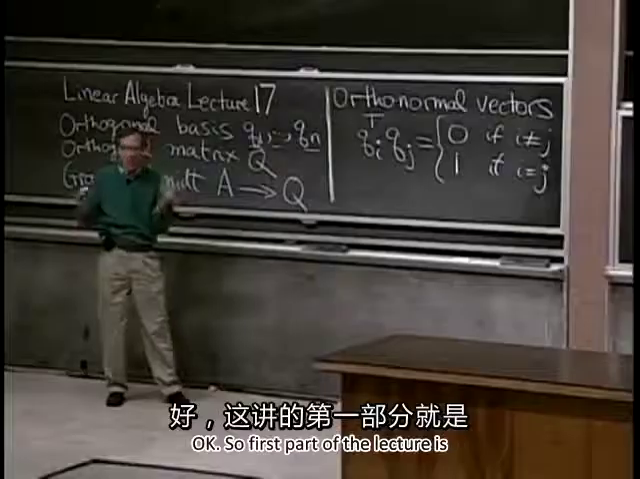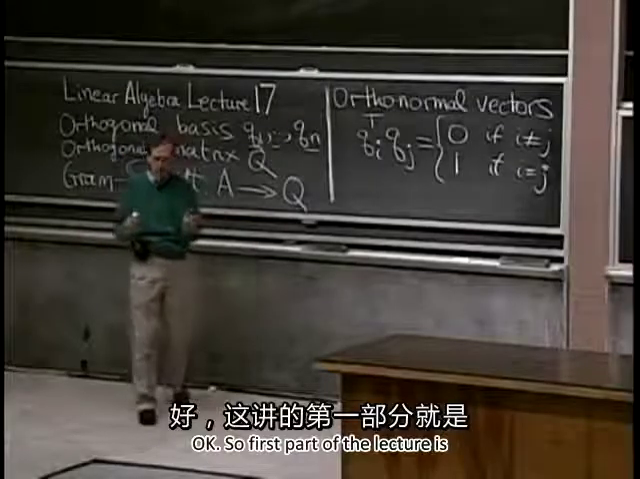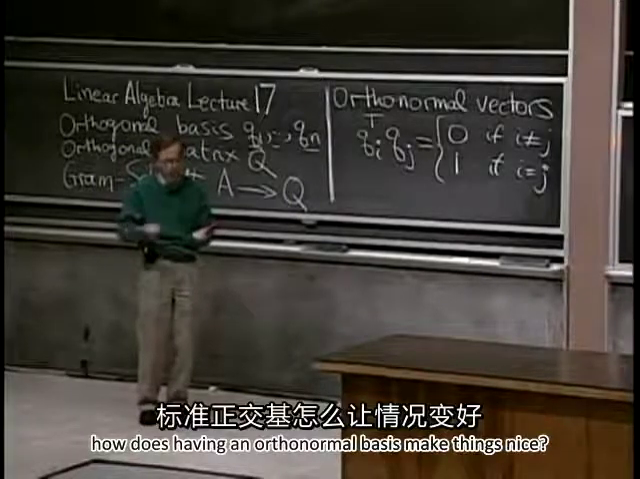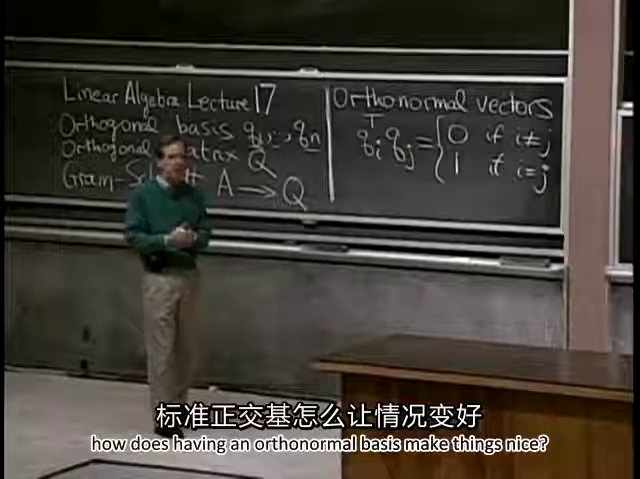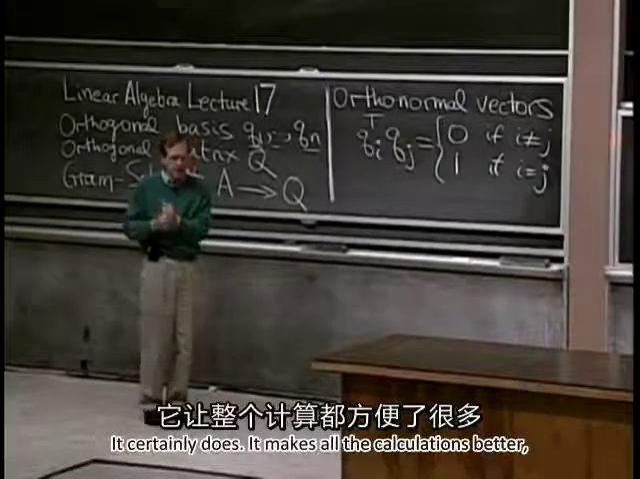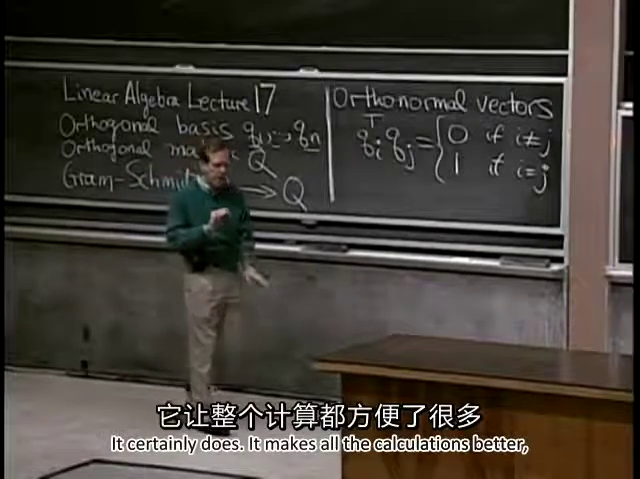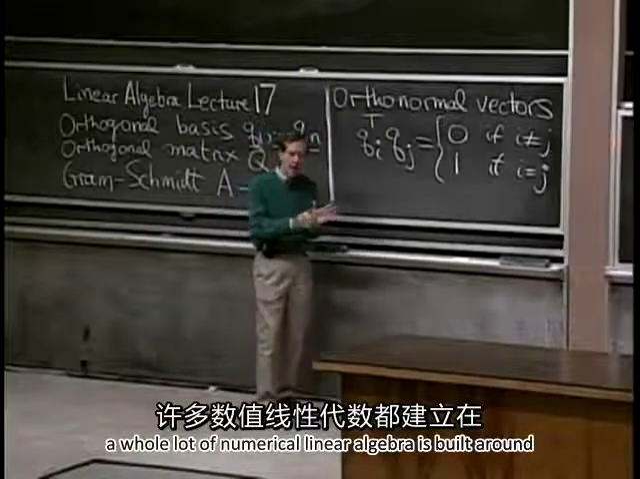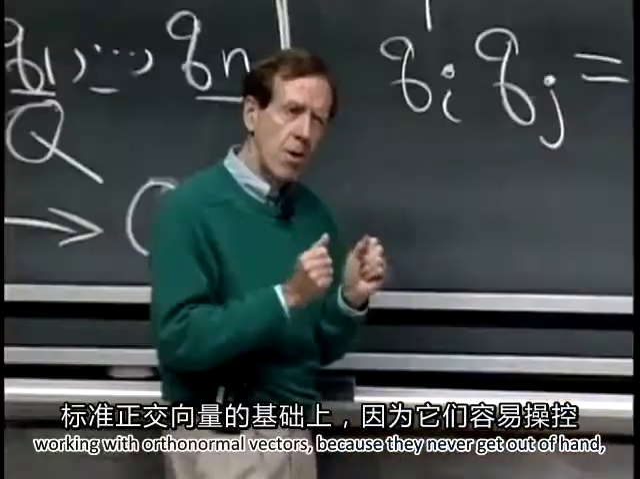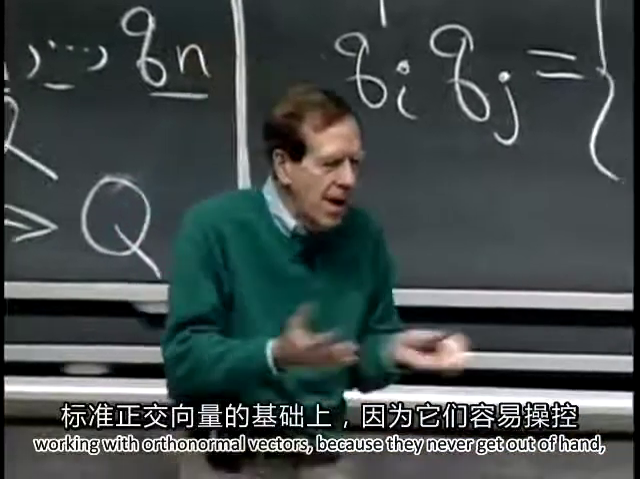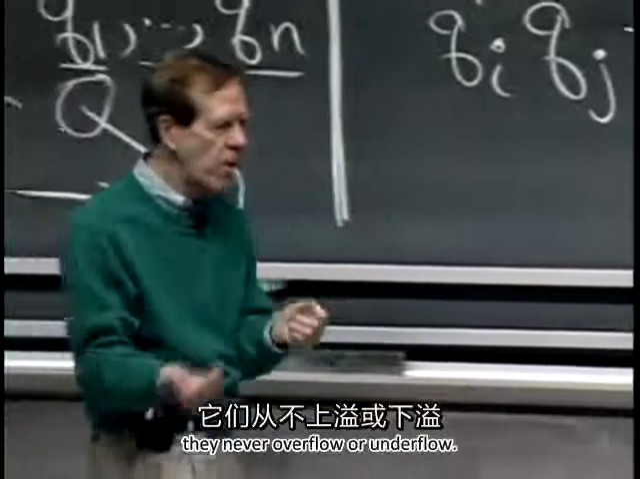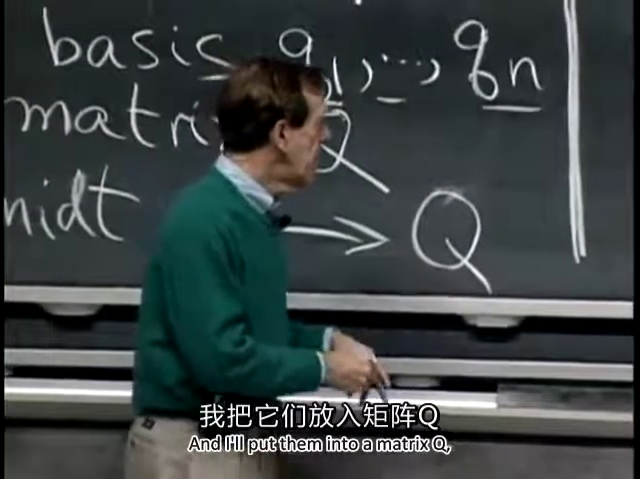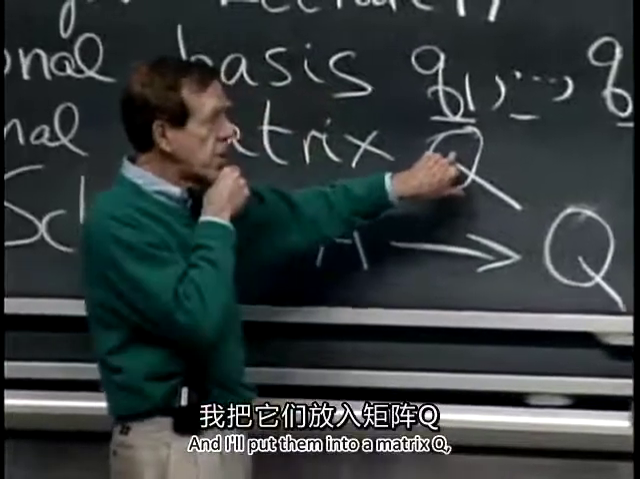Okay, so first part of the lecture is, how does having an orthonormal basis make things nice? It certainly does. It makes all the calculations better. A whole lot of numerical linear algebra is built around working with orthonormal vectors because they never get out of hand. They never overflow or underflow. And I'll put them into a matrix Q.